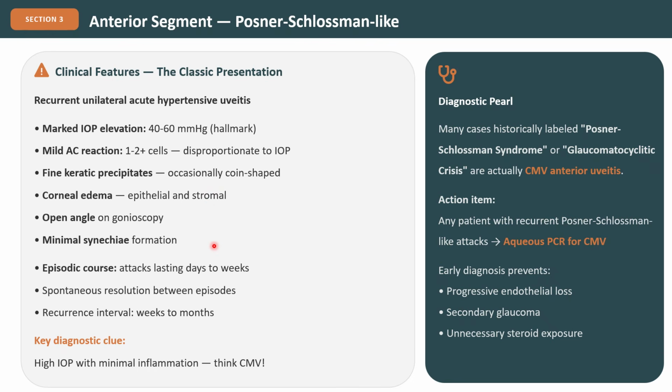You'll find very fine KPs in the endothelium, and as I said, you find stromal edema or corneal edema, which is disproportionate to the elevation of the intraocular pressure. Now, in gonioscopy, you'll find an open angle with no synechiae or minimal synechiae present in the angle, because this is usually open angle. In the idiopathic variety, the attack is just a spike and disappears after a few days of treatment, and there will be no recurrence, or very rarely recurrence. However, in this variety, due to cytomegalovirus, the recurrence is very common in this type of presentation.